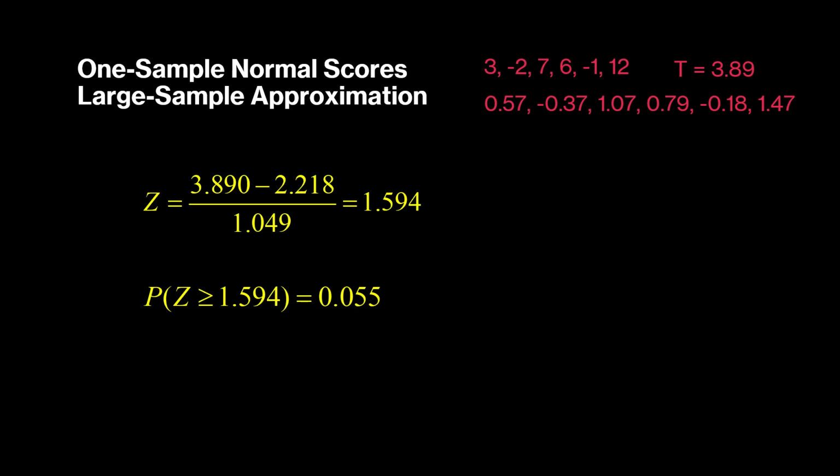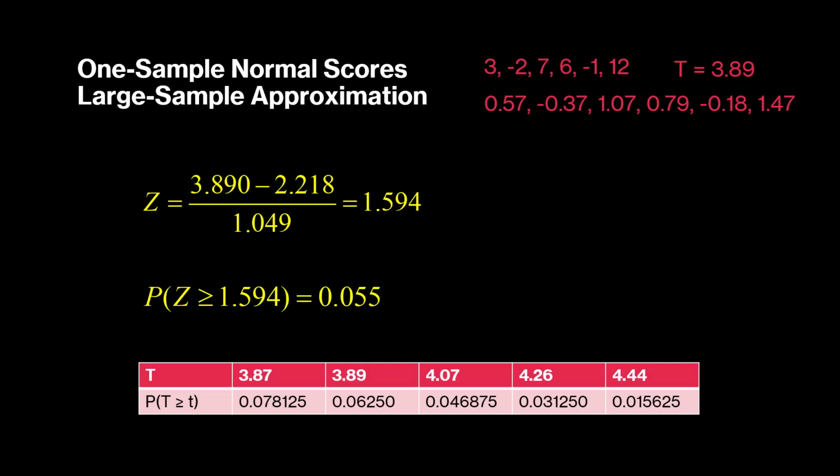When I use my statistical software to calculate the probability of obtaining at least 1.594 with a normal distribution, it is 0.055. Again, for grins, let's take a look at the exact distribution table. Here it is. The probability of obtaining a test statistic greater than or equal to 3.89 is 0.0625. Again, not bad comparing 0.055 to 0.0625, considering that we only had 6 observations.